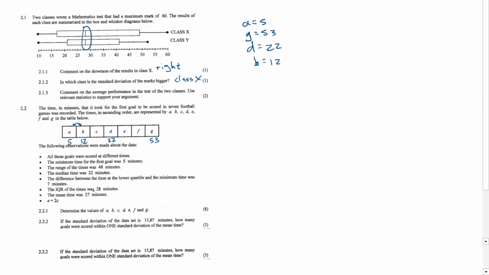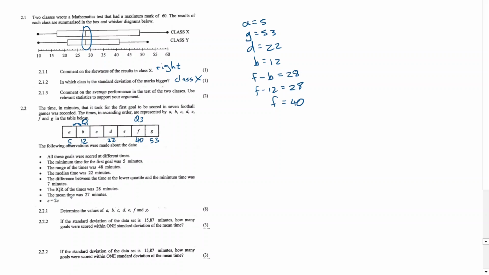The interquartile range was 28. So that means F minus B, the upper quartile minus the lower quartile, would be 28. But we know that B is 12. That means that if I take it across, F is 40.